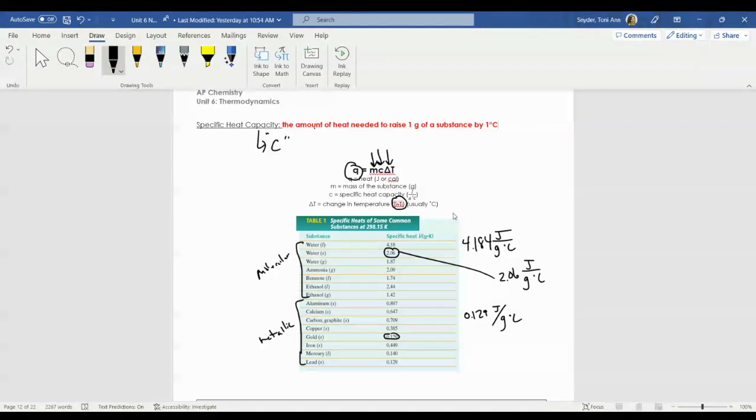Another thing I want to mention, though, is that specific heat capacity tends to be in joules per gram degree Celsius. You might also see a molar heat capacity, and it's the same exact thing. Your molar heat capacity would be joules per mole degree Celsius. Be careful with those, okay? Moles versus grams, it's a simple molar mass conversion between those two.